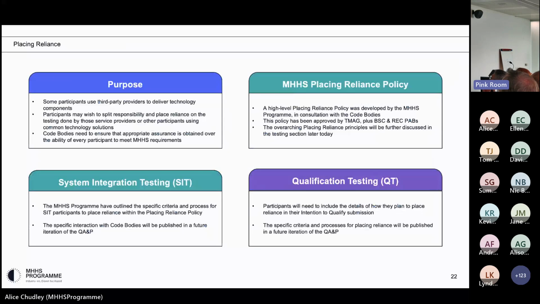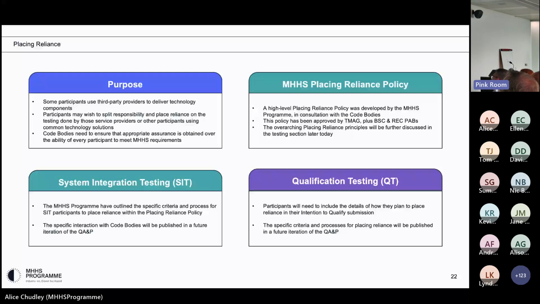Placing reliance. So again, Anna touched upon it briefly earlier. We've got a placing reliance policy in place because we know many organizations may be delegating certain parts of their operation, or they might be procuring technology from third parties. In this case, we want to get as much efficiency as possible. So we want people to be able to allow others to test on their behalf or place reliance on other participants that may have completed testing before them to show the same setup where it's in use.